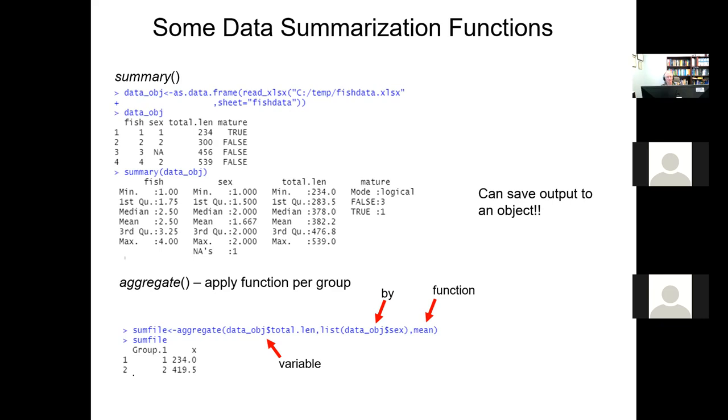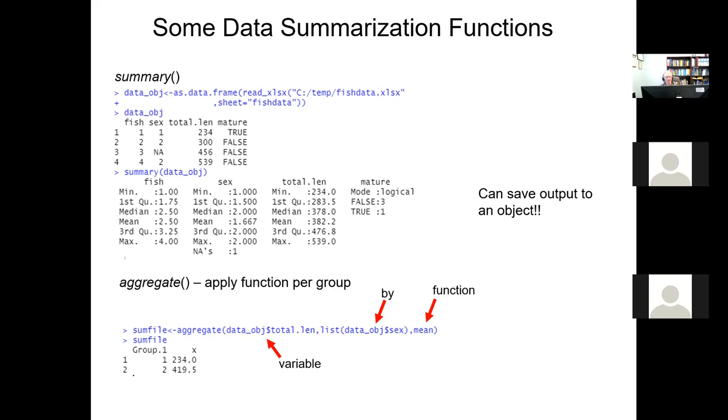One of my favorite functions down below is called the aggregate function. This allows you to summarize data based on certain levels within a group. In this case, the first position is for what variable you want to summarize. In this case, for the data objects, it's total dot length.